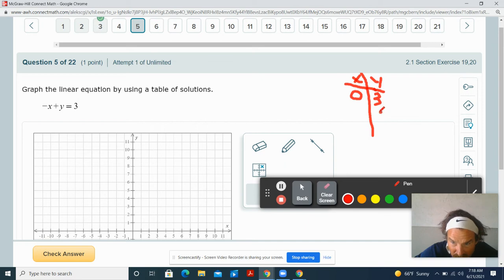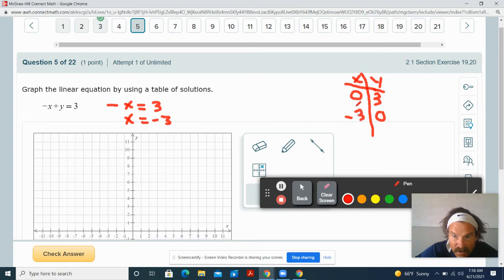Okay. And then I'm going to have to find another point. So I'm going to choose 0 for y. You really can choose any number. You don't want to make it too big because your y value goes up to 11 only. So I'm just choosing 0 for y because it makes it easy. And if I plug 0 in for y here, that's 0. So I end up with this equation. I get -x equals 3. And if I solve this for x, divide both sides by -1, or multiply both sides by -1, I get x equals -3.